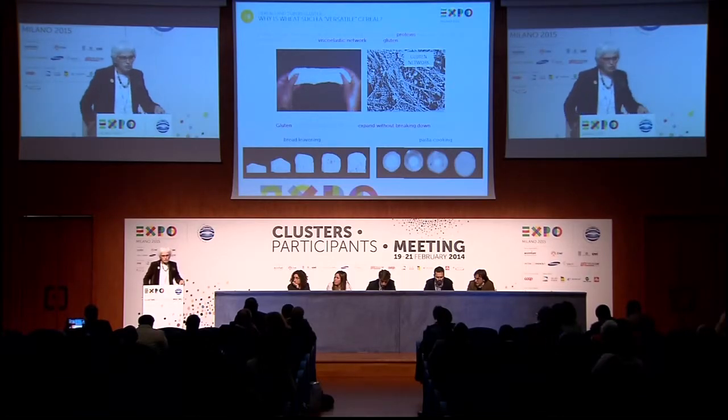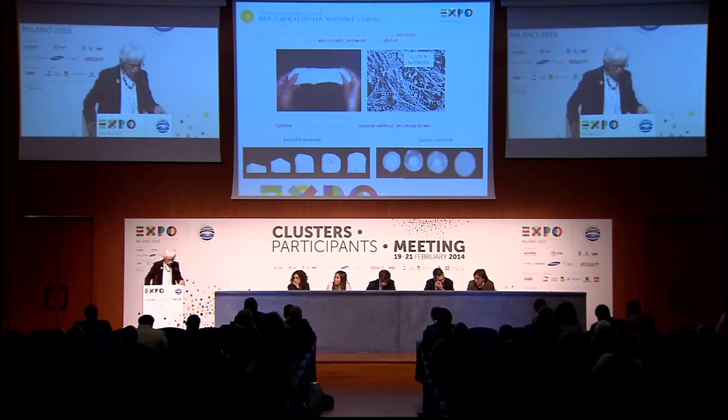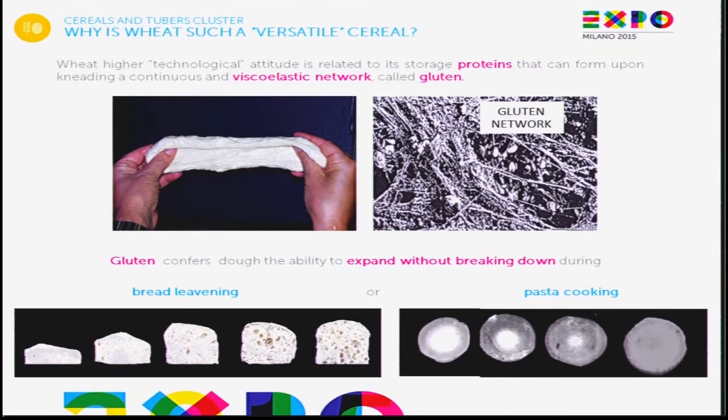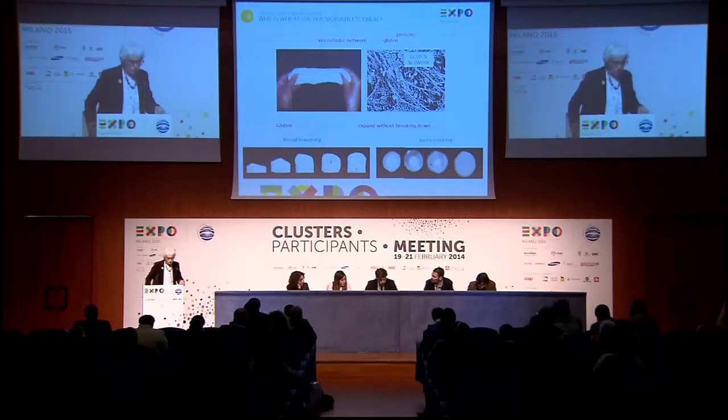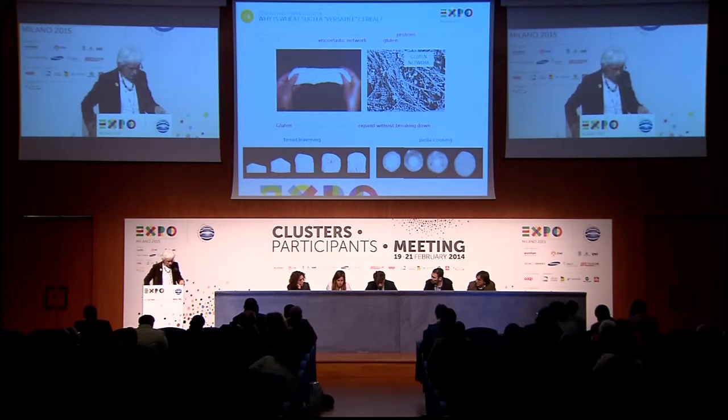And the superior quality of wheat is surely related to the peculiar properties of its storage proteins, the proteins that are commonly called gluten, suitable to form a continuous and regular network when flour is mixed with water. Only wheat gluten has the capability to expand during bread leavening, assuring a soft, porous, and pleasant texture, or to allow the absorption of high amounts of water during pasta cooking, assuring a flexible structure, but at the same time a firm and not sticky food.